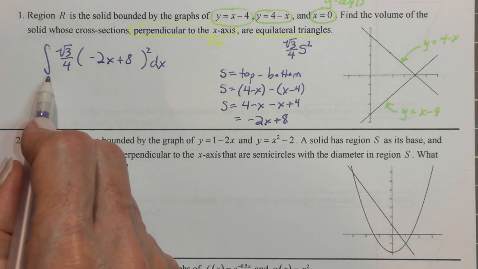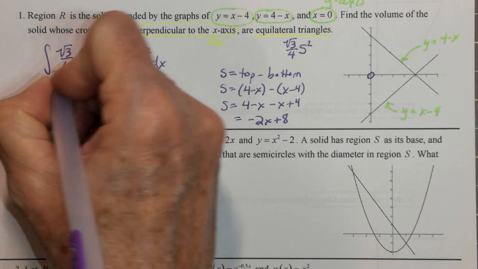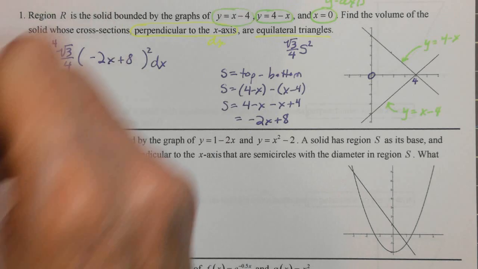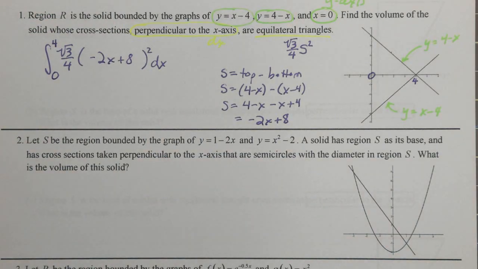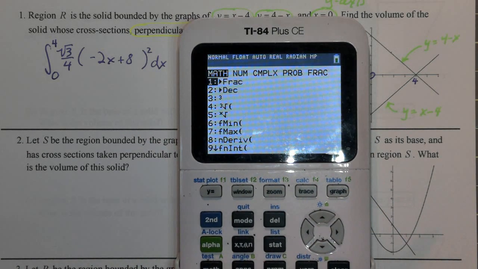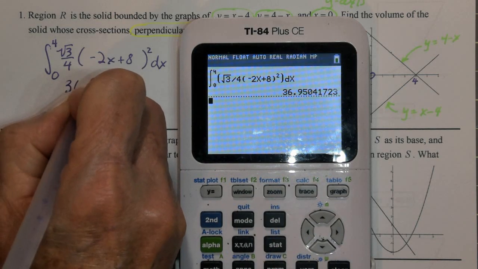Okay, what is our leftmost x value? Our leftmost x value is 0, so our bottom boundary will be 0. Our rightmost x value is 4, so our top boundary will be a 4. And into our calculator we go. Math 9, 0 to 4, square root of 3 over 4 times negative 2x plus 8 squared. 36.950.